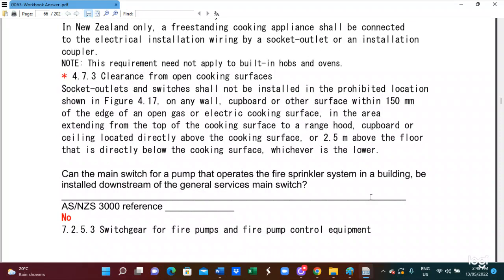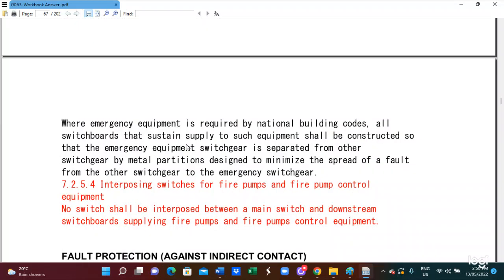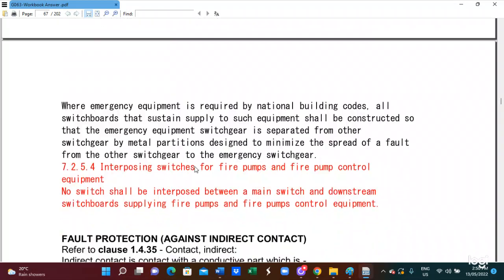And clearance from the other services is also important. Socket outlet and the switch cannot be installed in a prohibited location, as shown in figure 4.17, or on any wall, cable or other service within 120 millimeters of the edge of the open gas or the electric current service. So those are the starting points we have to follow before we can install any switch. So we have to follow this.